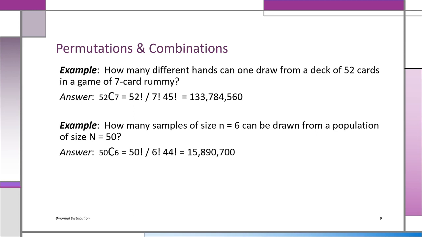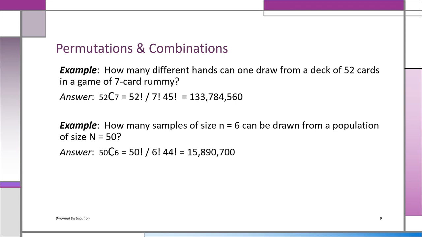Let's try the next example. How many samples of size 6 can be drawn from a population of size n equals 50? Well, this is simply 50 combination 6, which is 50 factorial over 6 factorial times 44 factorial. Using your calculator, you'll get the answer of 15,890,700. And it's very simple.